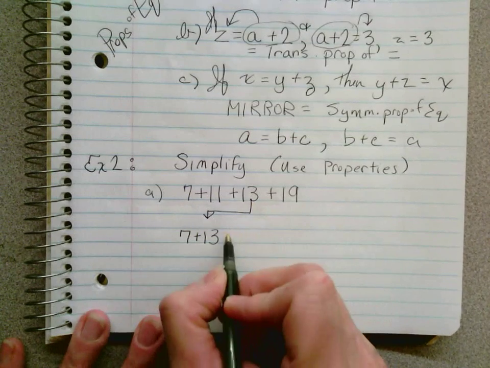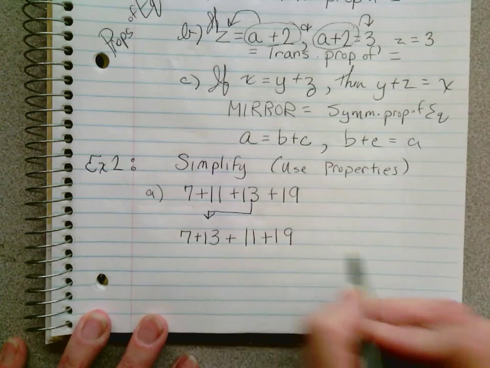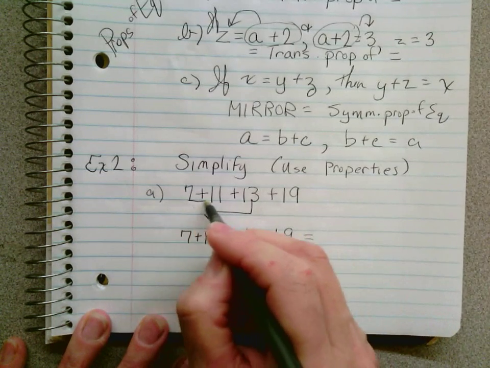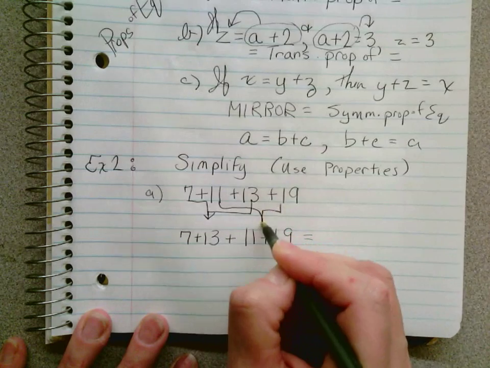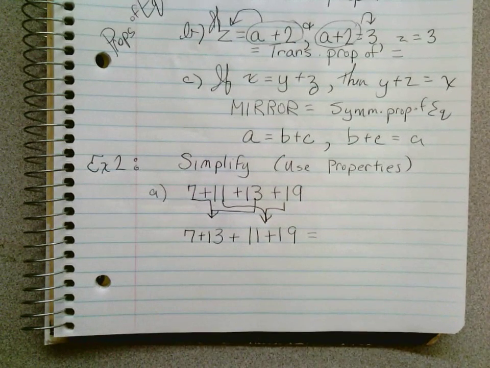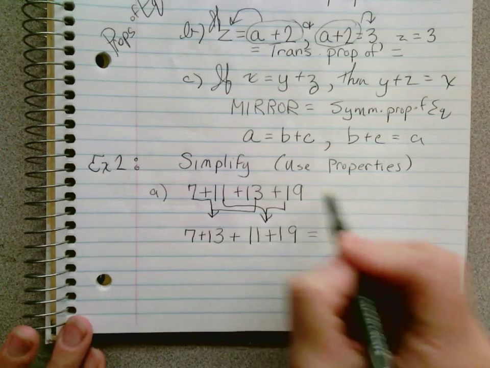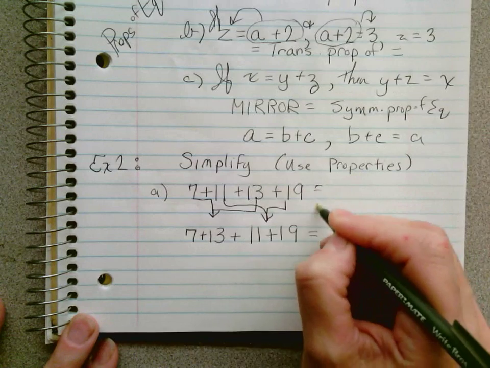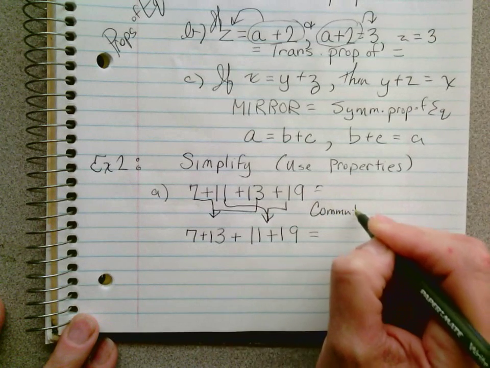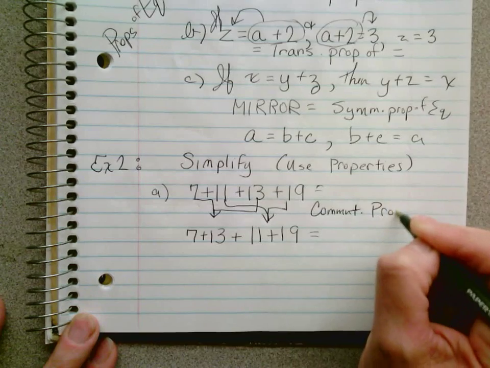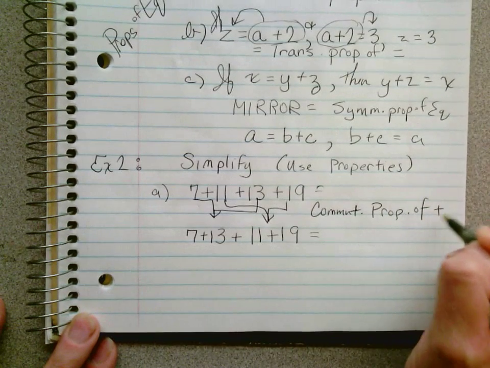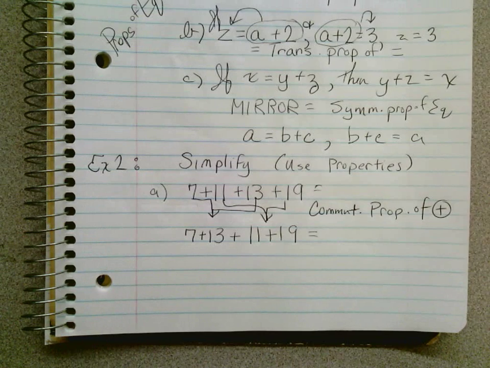I also know that 11 plus 19 gives me something that I can add in my head. Anything that can give you something ending in a 0 is always going to be easier to do. This maneuvering, what we just did, is called the commutative property. It's not asking you that, but I am telling you what it is because I want you to be aware of it. This is the commutative property of addition, which states that moving within an addition problem is acceptable. It gives you the same answer.